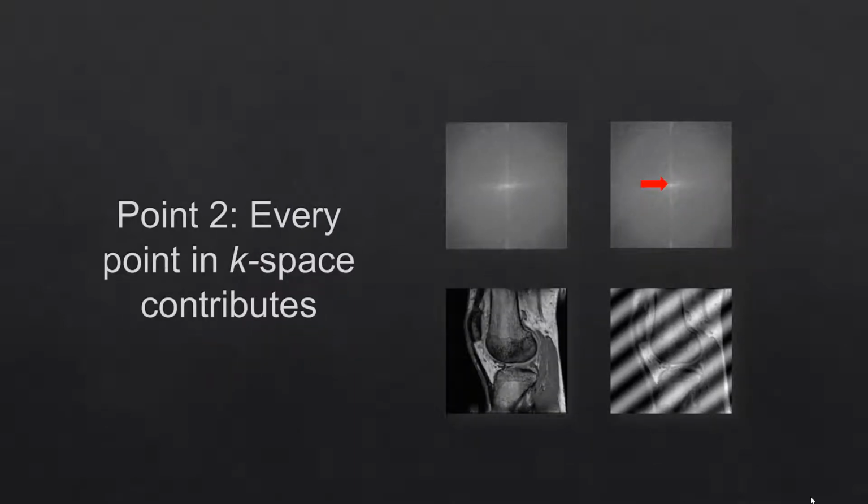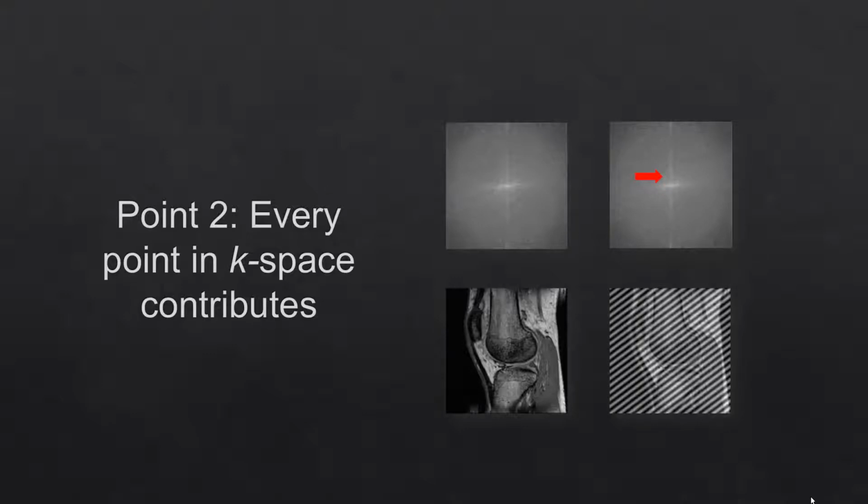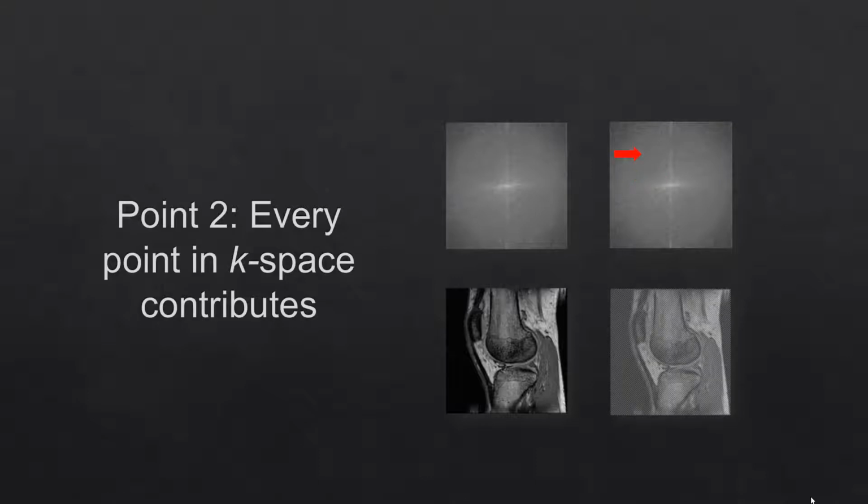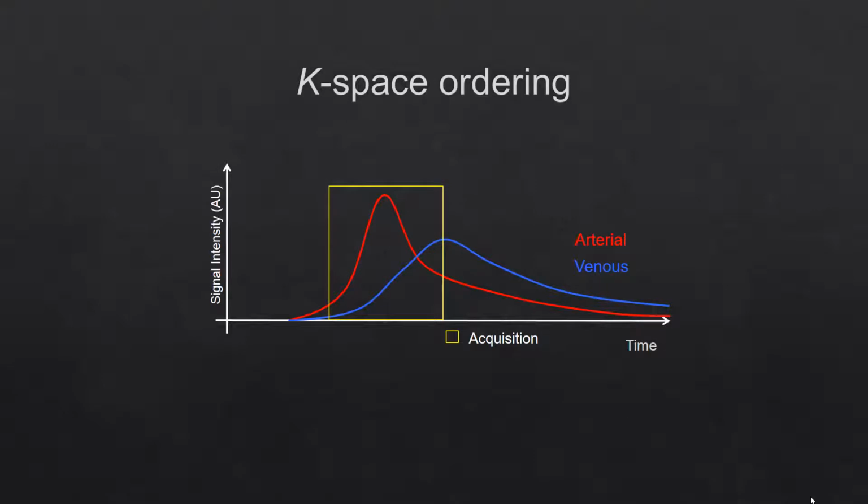Every point in K-space contributes to that final image. We can see if we have a single artifact at one point in the K-space, it changes our final image, depending on where it occurs. So as we've mentioned, it's important to acquire the center of the K-space when there's peak contrast within the vascular bed.